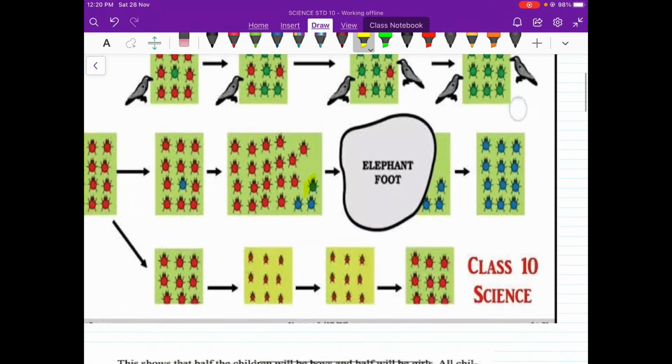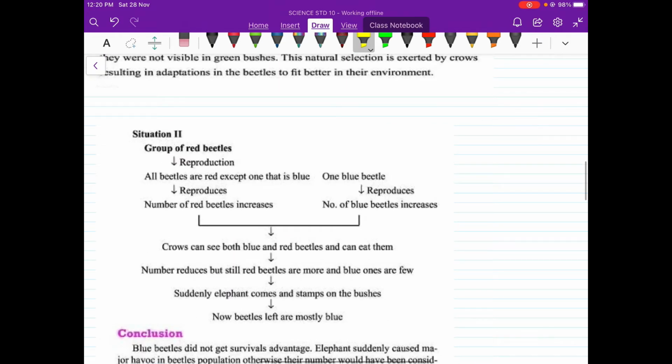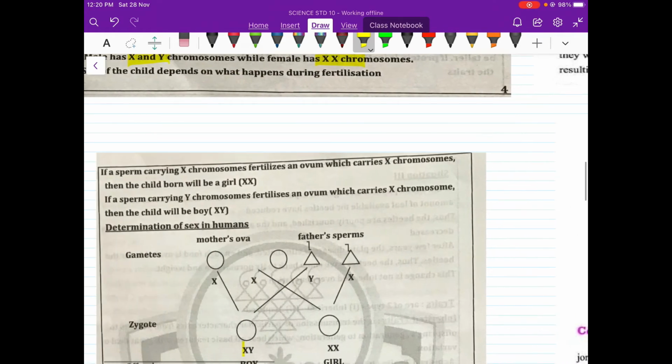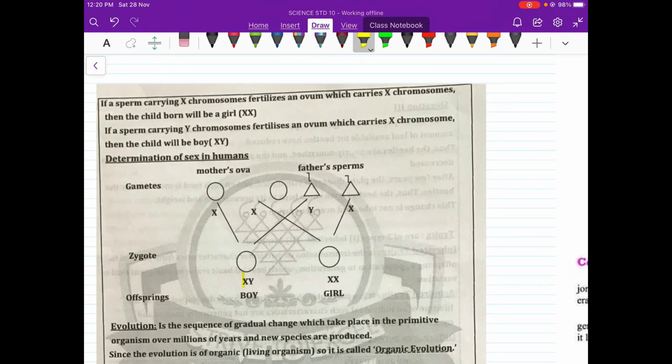So, if a male, this is like this. The woman is always having X and X chromosomes, whereas the man is having X and Y chromosomes. During mating, if XY comes together, a boy is formed, whereas if XX comes together, a girl is formed. So this is how it is actually the father who determines the sex of the child, not the mother.